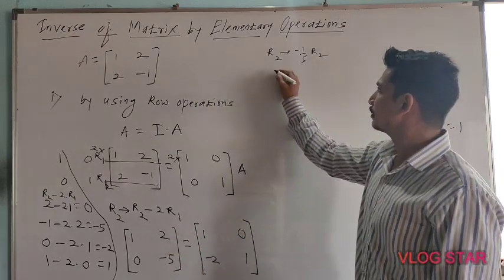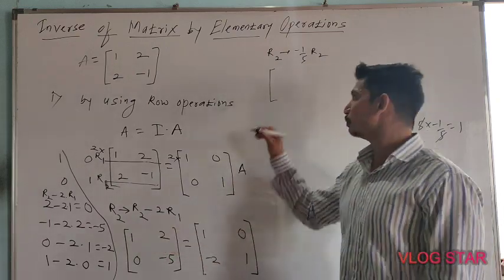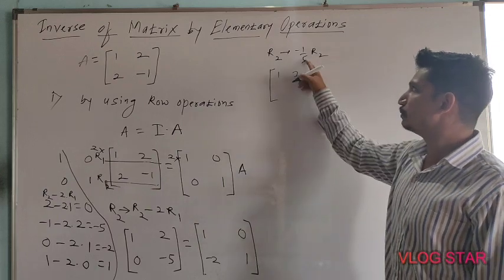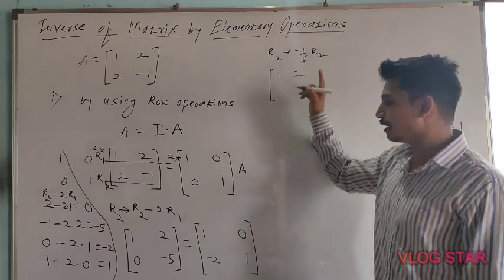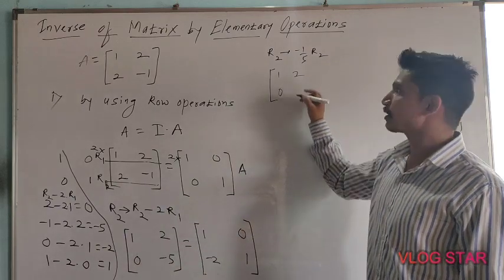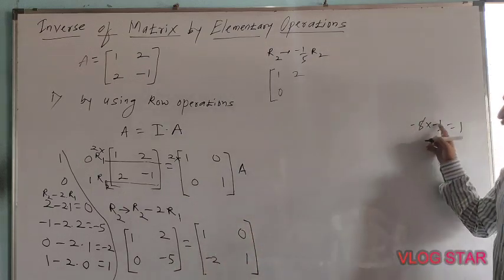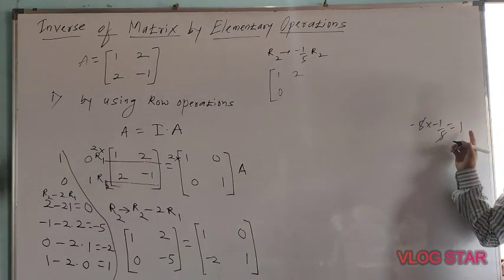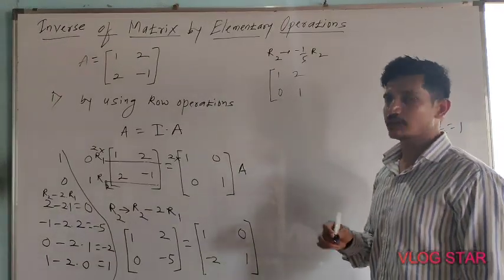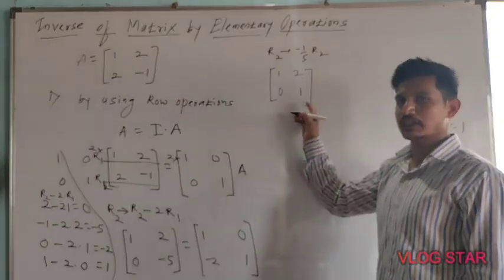See that, first row again 1 2 as it is. Now minus 1 by 5 into R2. So minus 1 by 5 into 0 is a 0. Minus 1 by 5 into minus 5 is what here? 1. So here 1 will come. So I changed row 2 here.